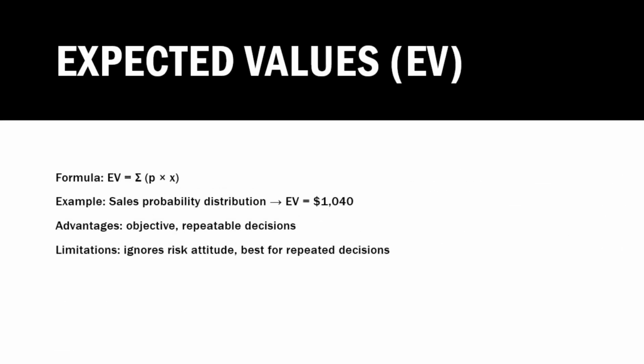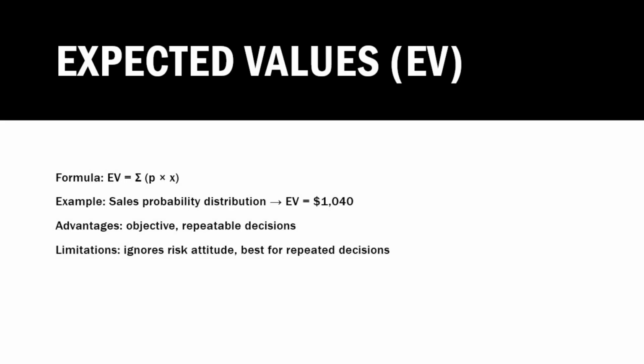Expected value is calculated by multiplying the probability of each outcome by its payoff and then adding them up. For example, if sales could be $1,200 with 60% probability or $800 with 40% probability, the expected value is $1,040. It is objective and useful for repeated decisions, but it does not reflect human attitudes to risk.